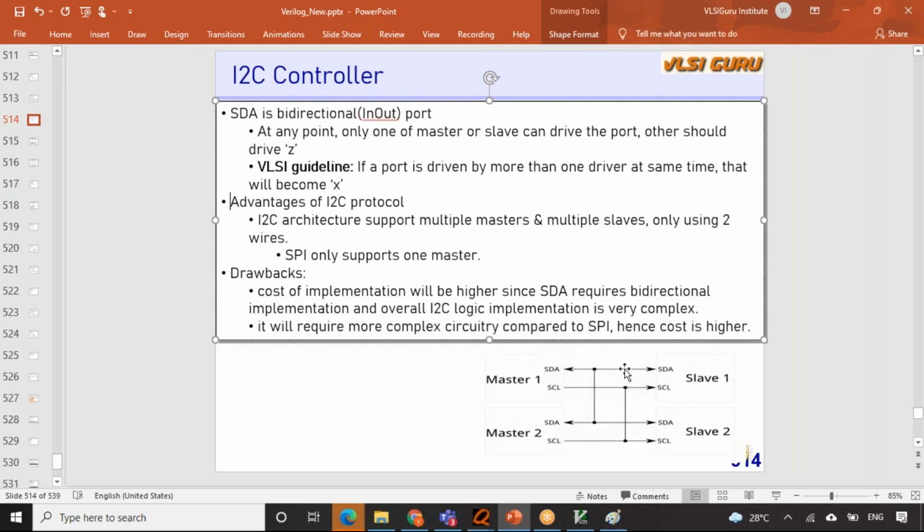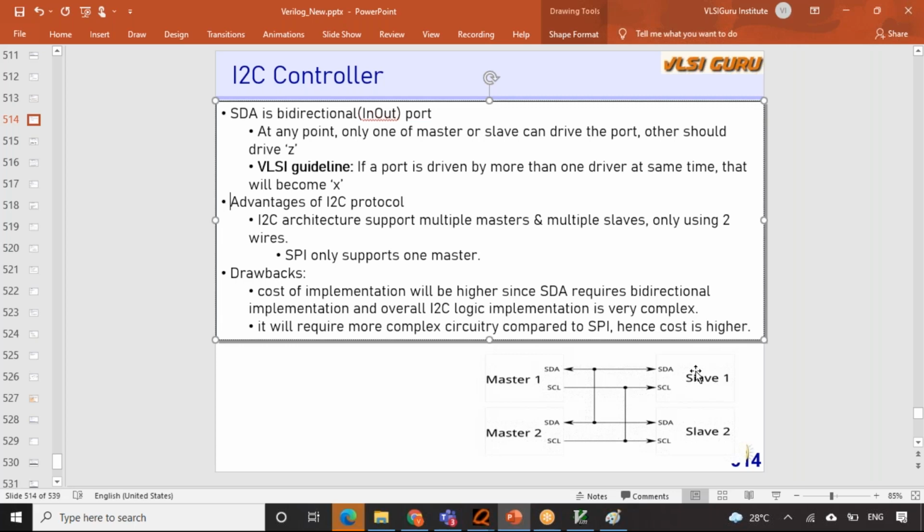Z indicates what? I am not driving anything. Z means I am not driving anything. Z means floating. From my side, I am not driving anything. From the master 1 side, whatever value it is driving, it will take effect. Let us say we get into the other scenario where slave 1 is giving the data to the master. Who should be driving SDA? Slave 1. What about master 1? It should drive Z. Understood why we need Z?